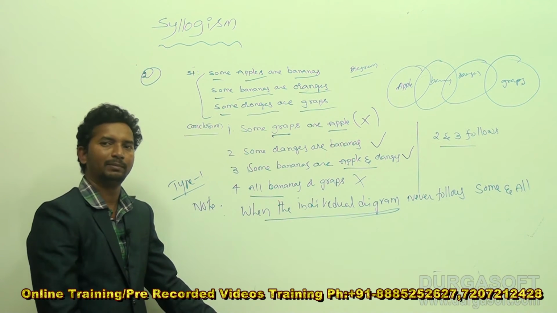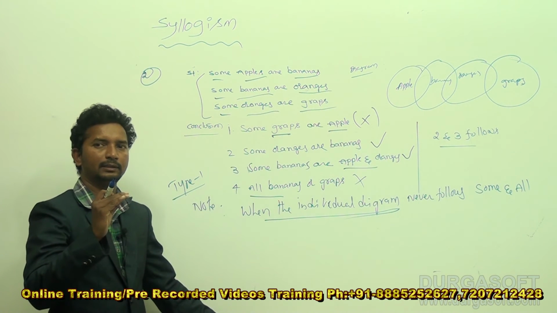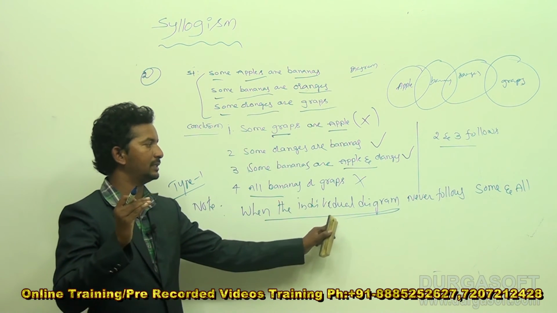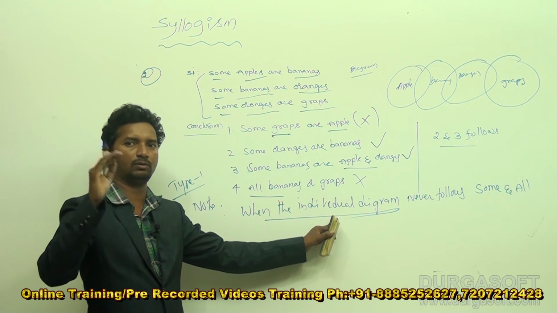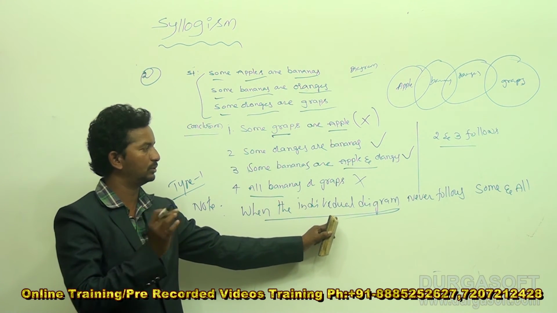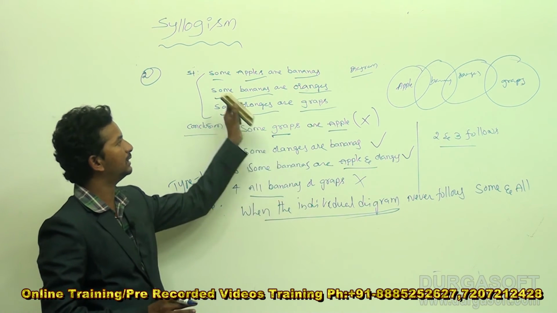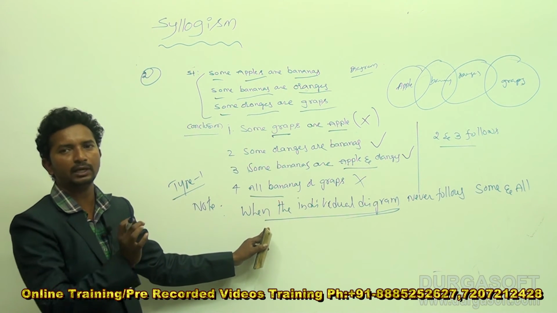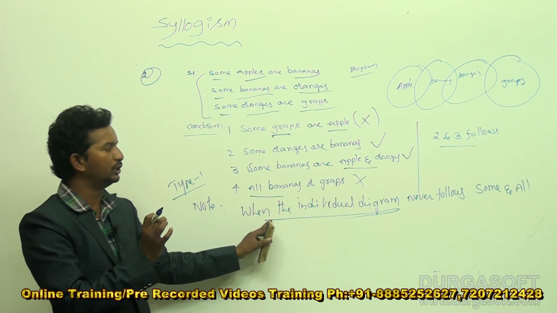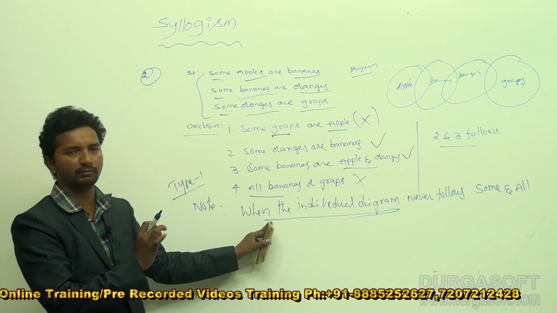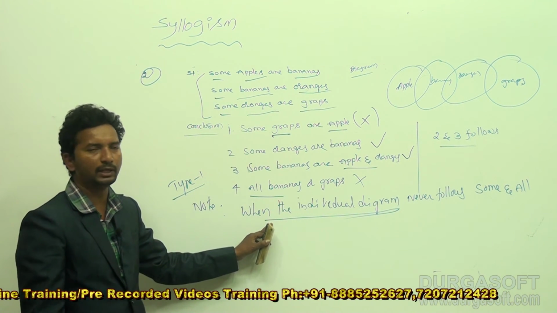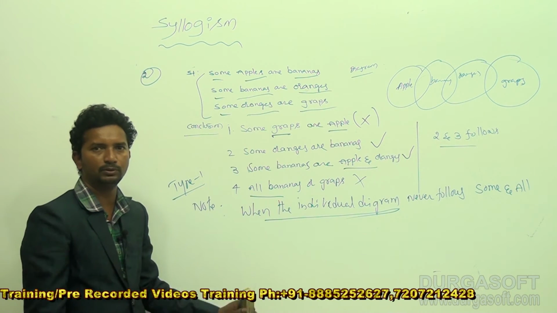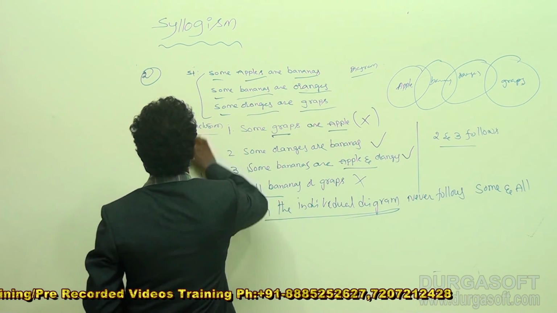But it will follow in the possibility case. So that is the last method. Now I will show that one. Now try to understand the type 1, there is never follow here. In the individual diagram, some and all never follow. Okay, now I am going to the type number 2.